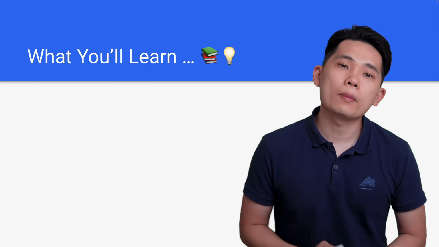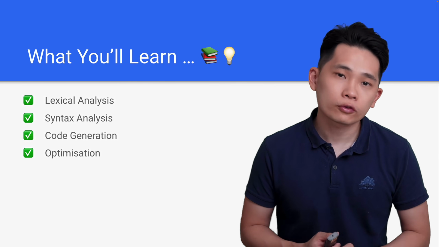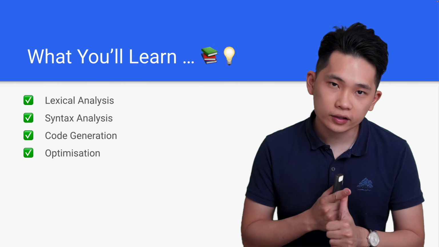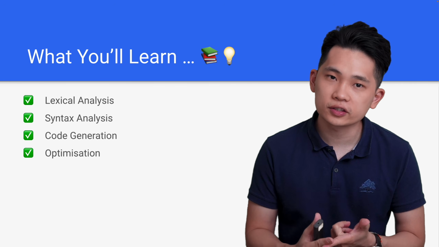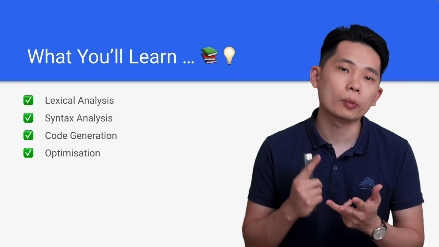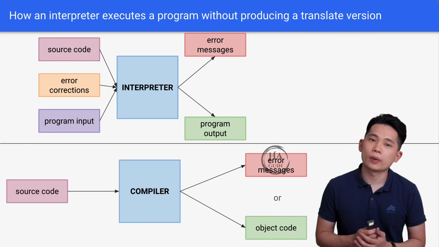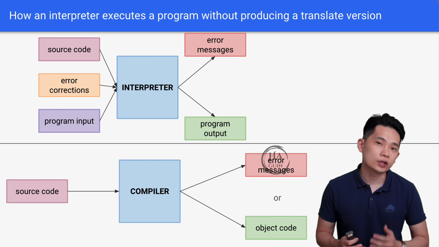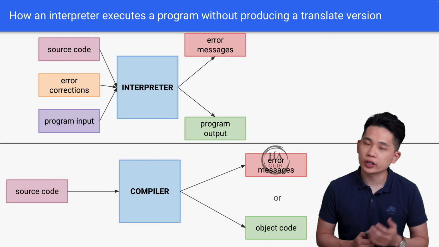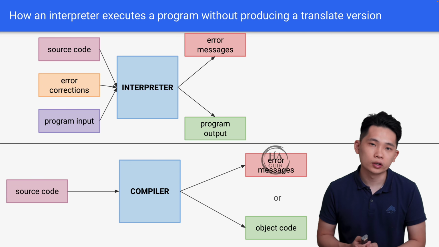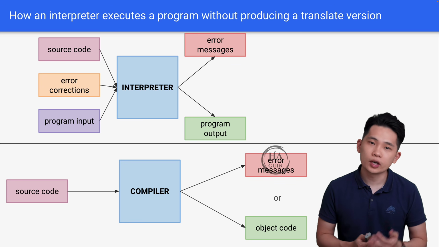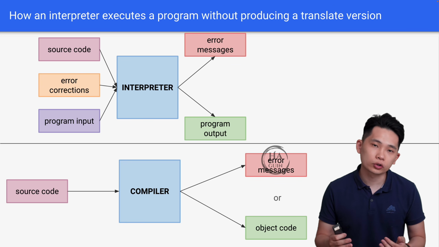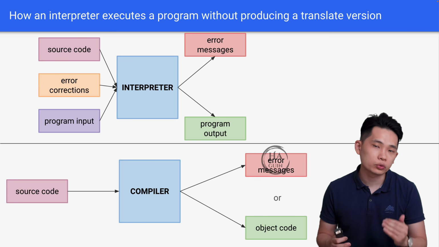Hi there, welcome back. Let's talk about different stages of compilation, which are lexical analysis, syntax analysis, code generation, and optimization. Before we start talking about the different stages of compilation, let's look at the key difference between interpreter and compiler.